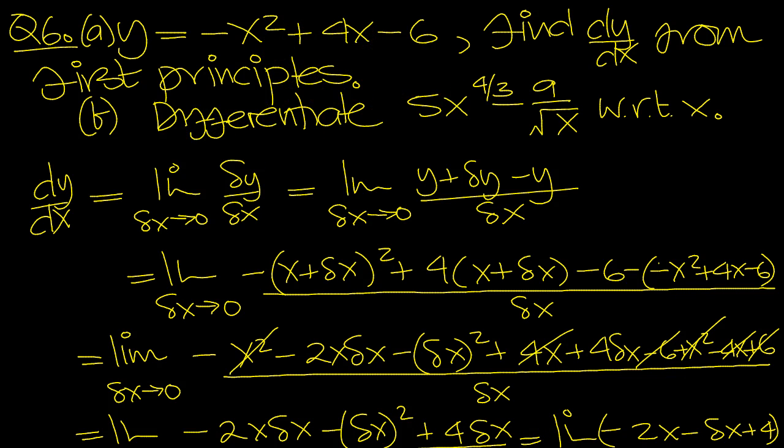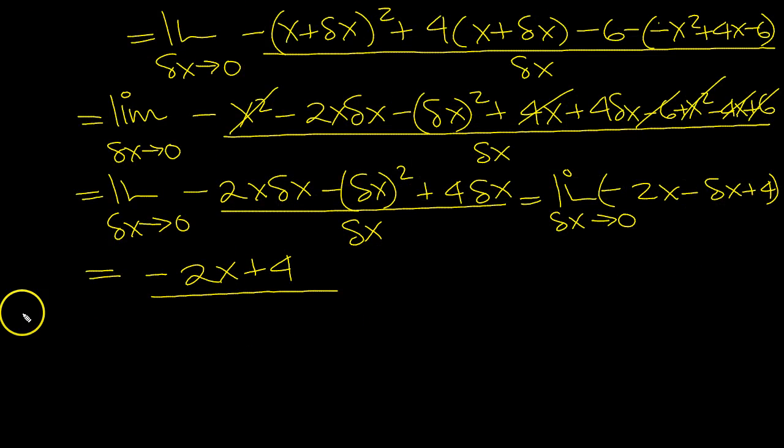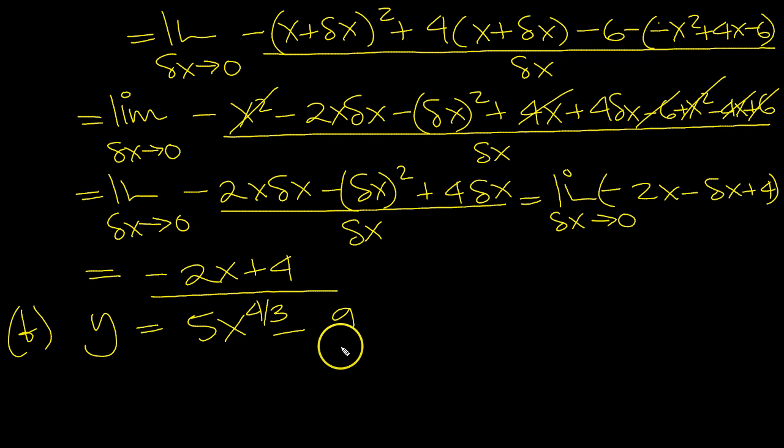Now differentiate part B. So it's 5x to the 4/3 minus 9 over root x. Minus 9 over root x is x to the power half, so I'm going to bring that up to the top and flip the index to minus a half.